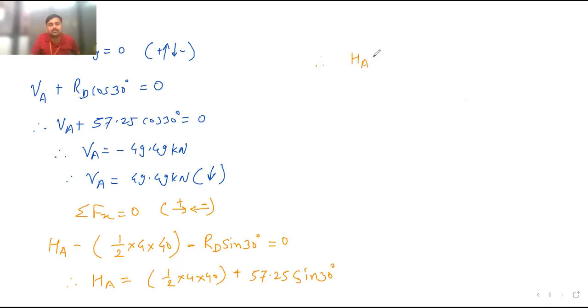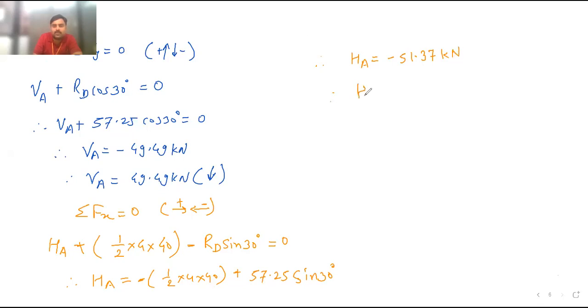Therefore, HA is equal to minus 51.37. This term is plus, so this will become minus, and this is plus. What is the answer? Can you repeat the answer? 51.37. Okay, 51.37.